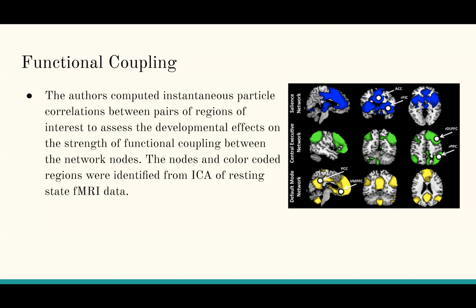As you look at the figure, the nodes are color-coded. The nodes and color-coded regions were identified from ICA resting state fMRI data. It shows the salience network nodes in blue, the central executive network in green, and the default mode network in yellow. So it's just showing the location of the nodes and color-coding them by network.